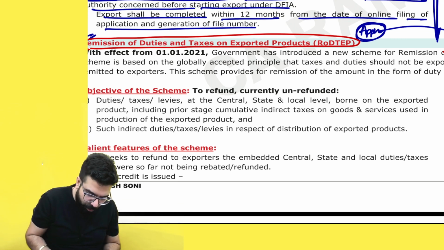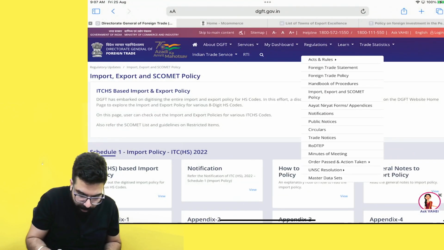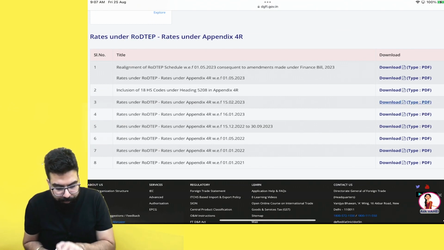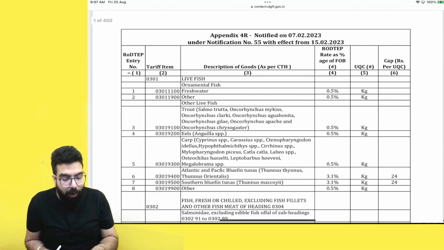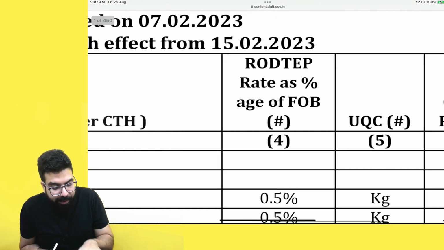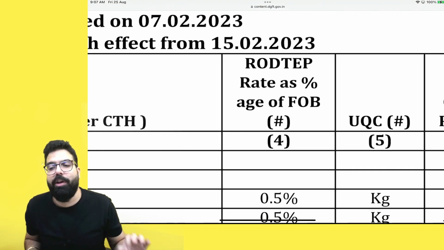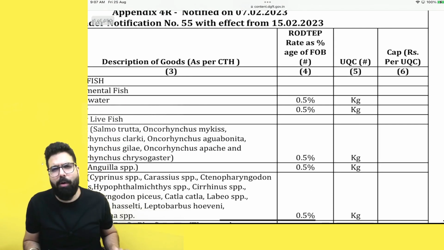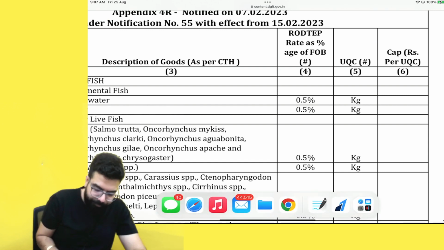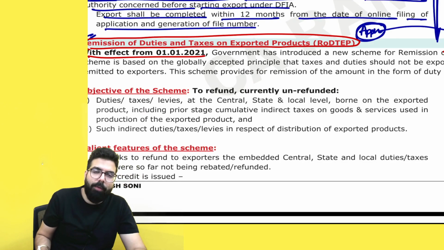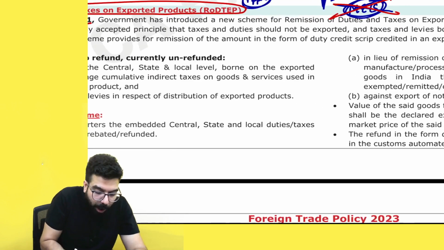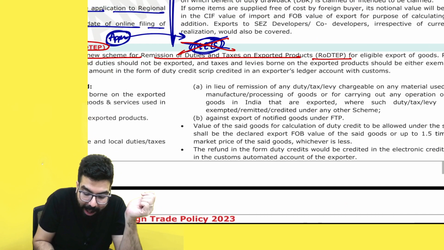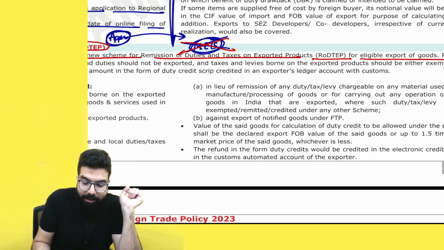I'll show you over here. Whenever you go over here, you will see the RoDTEP scheme. Under the RoDTEP, they have told us that for every item they will give you a percentage of the FOB as remission of duty under the RoDTEP scheme. You will be given this much amount as a refund, basically. Let's read. It says with effect from 1st of January 2021, the government has introduced a new scheme for remission of duties and taxes on exported product, RoDTEP, for eligible export of goods.